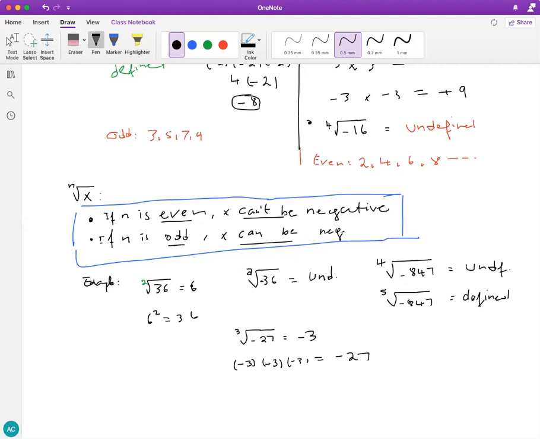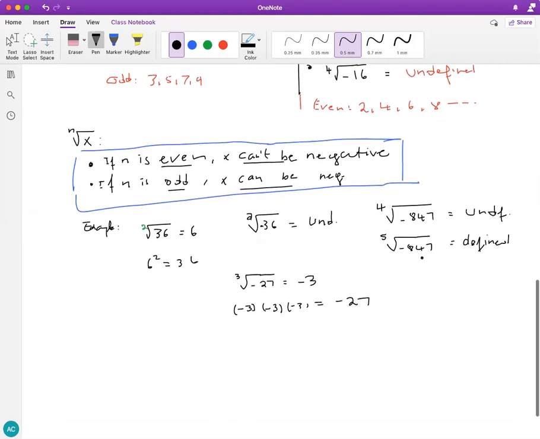So that's important when it comes to radicals. When you see a negative inside, be careful. Make sure of that number. Nobody's going to tell you to check. You have to know that you need to check before you try to find the answer. It might not be a defined answer, and you may waste time trying to find it.